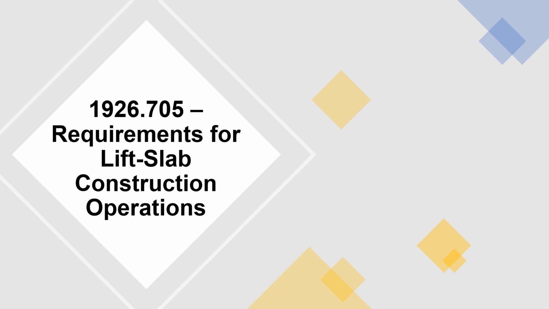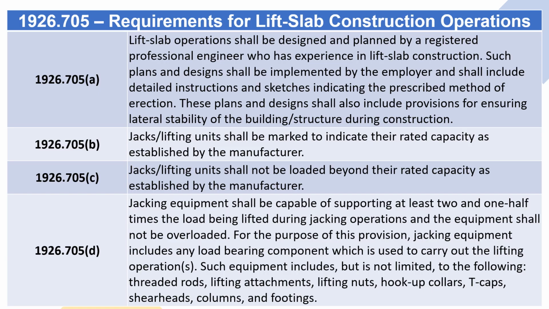1926.705 Requirements for lift slab construction operations. 1926.705 A. Lift slab operations shall be designed and planned by a registered professional engineer who has experience in lift slab construction. Such plans and design shall be implemented by the employer and shall include detailed instructions and sketches indicating the prescribed method of erection. These plans and designs shall also include provisions for ensuring lateral stability of the building/structure during construction.